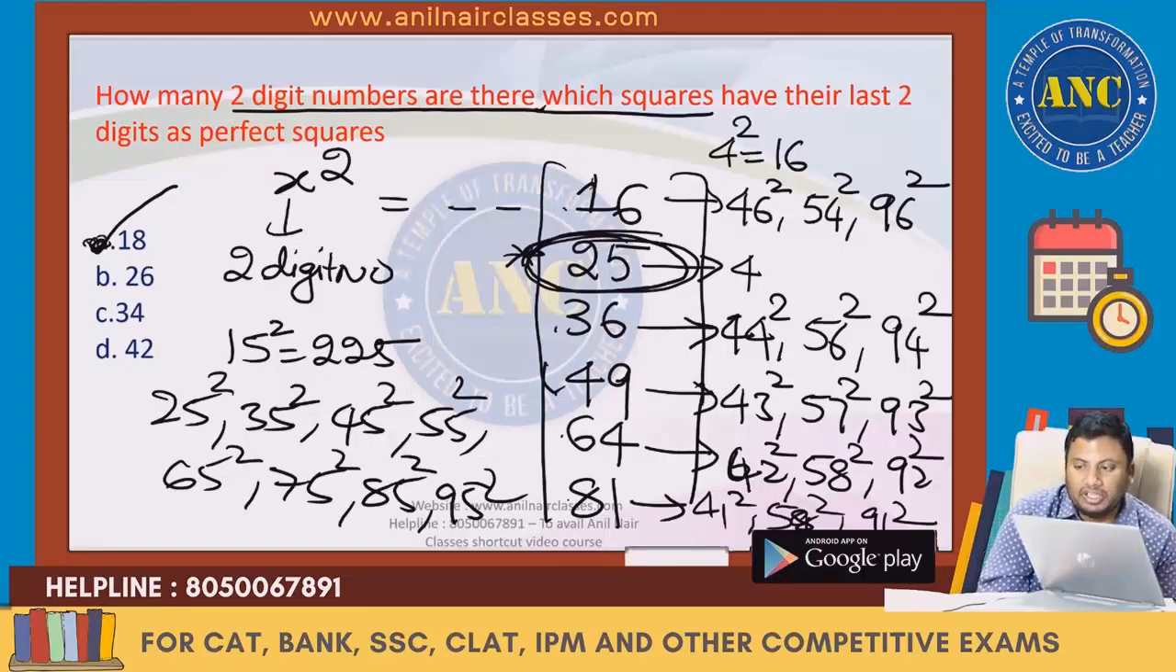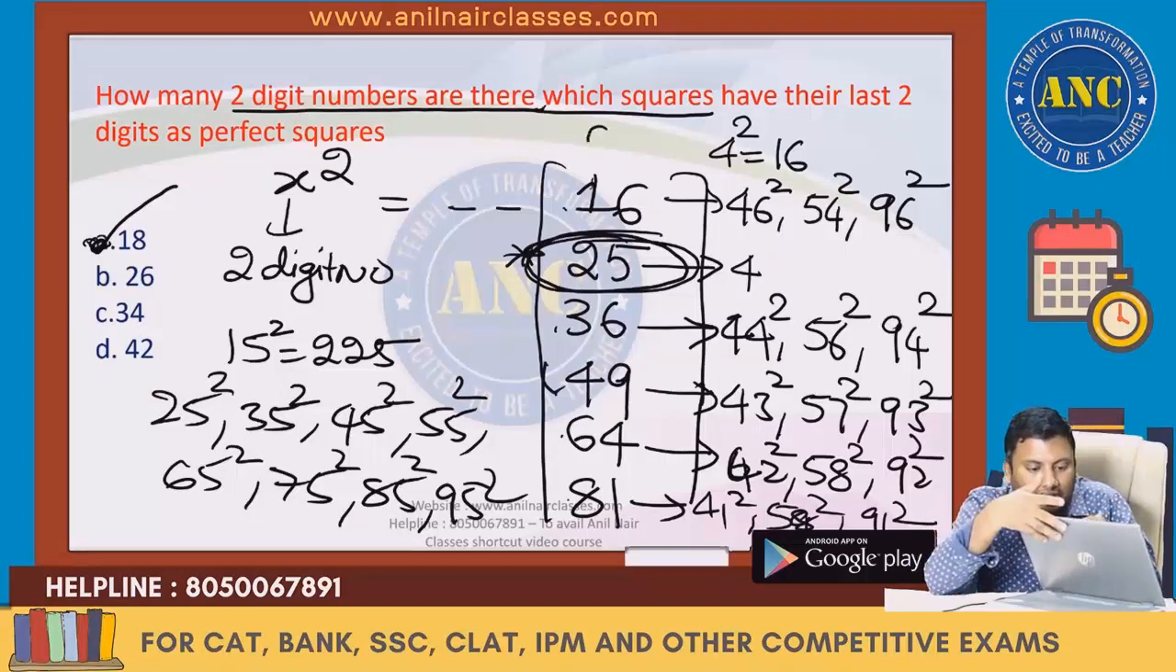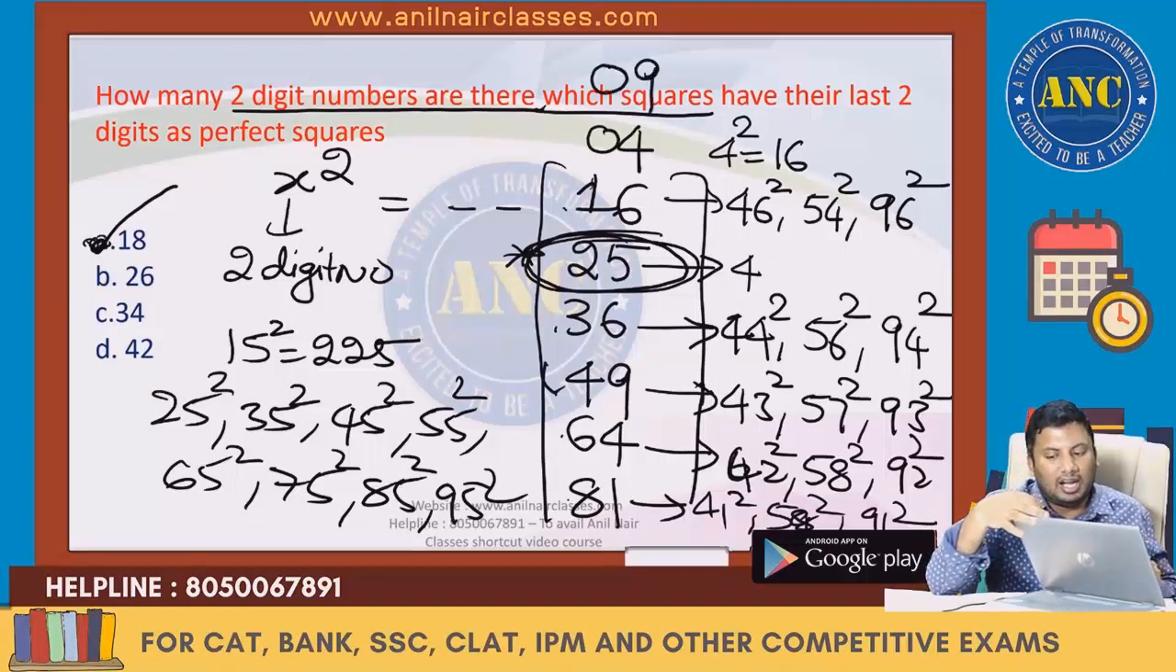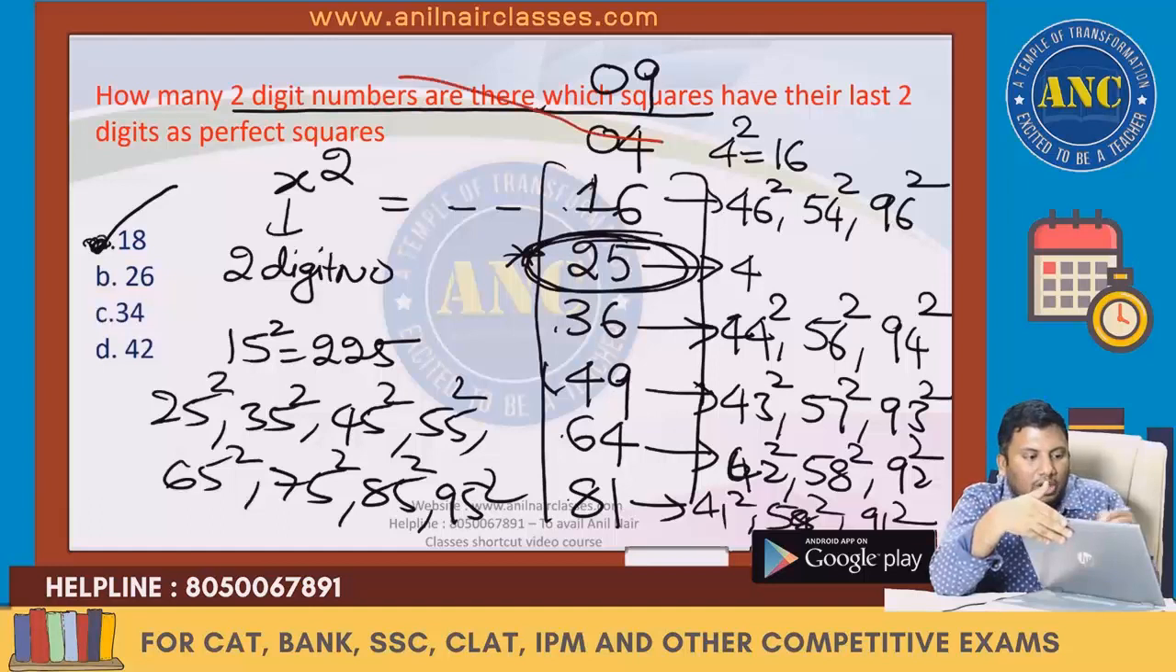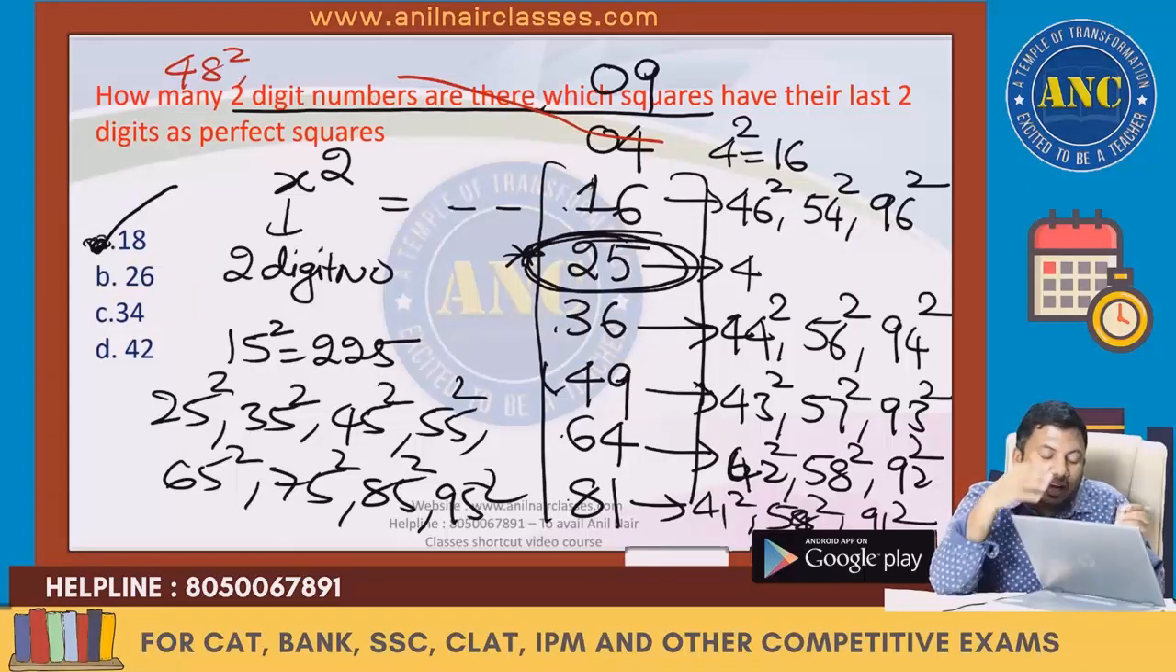How many 2-digit numbers? 16, 25, 36, 49, 64. I think 2 more cases we have omitted: 04 and 09. Last 2 digits 04 and 09. That also will give you case 2 square. 2 means 50 minus 2, 50 plus 2.